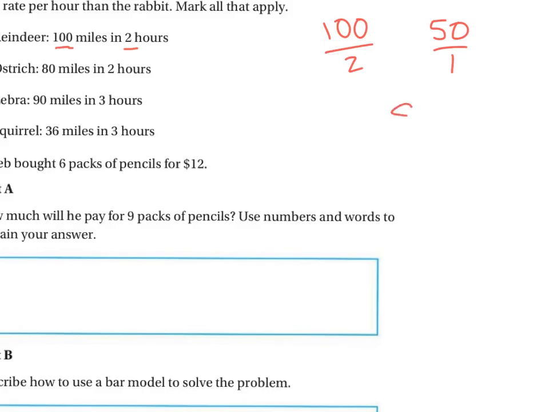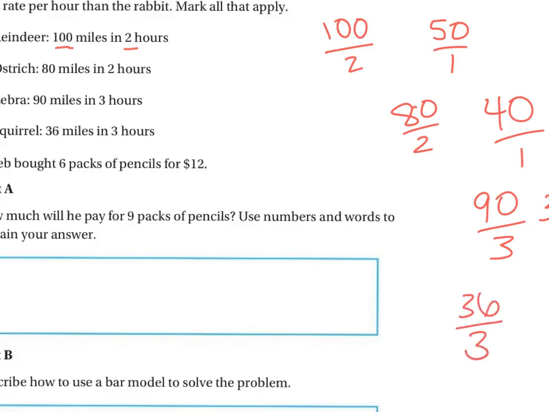My next one is 80 miles in 2 hours. So again, 80 divided by 2 is going to be 40 over 1. And 40 is definitely bigger than 35, so this one is going to work. My next one is 90 over 3. When I divide 90 by 3, I get 30 over 1. And 30 is less than 35, so the zebra does not work. My squirrel is 36 miles in 3 hours, so 36 divided by 3 is 12, so basically 12 over 1. 12 is definitely less than 35, so that one does not work.